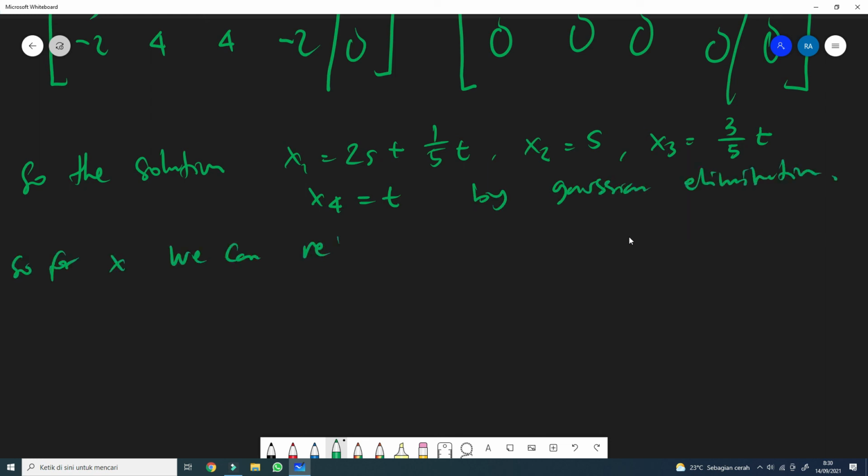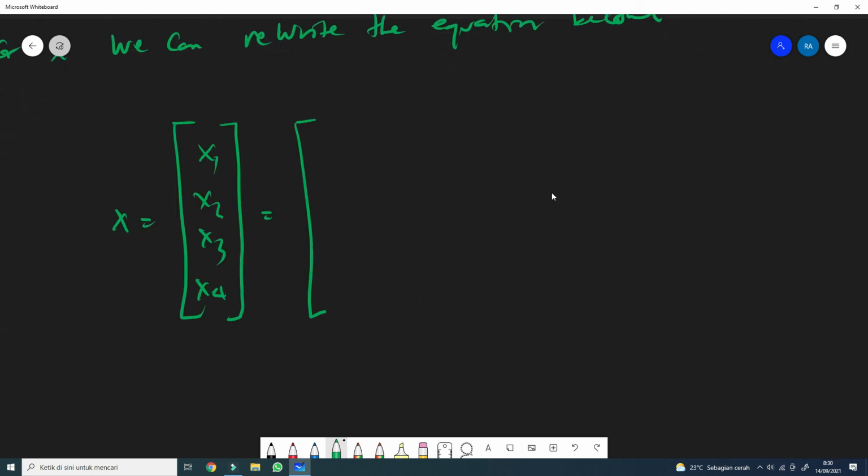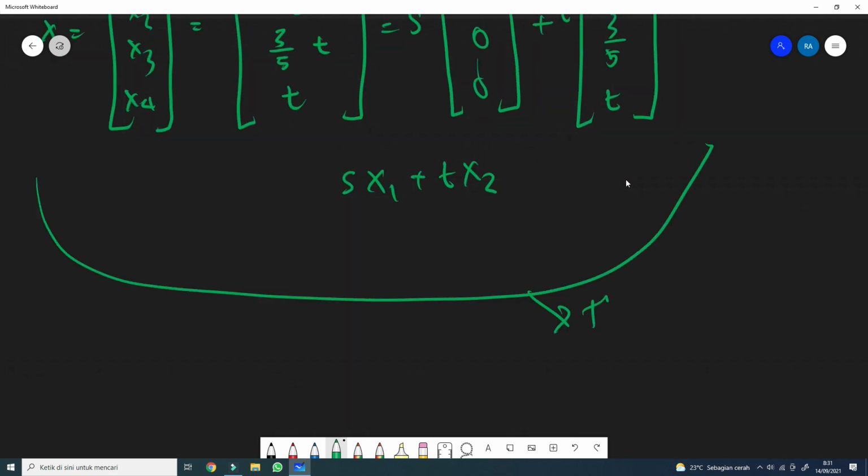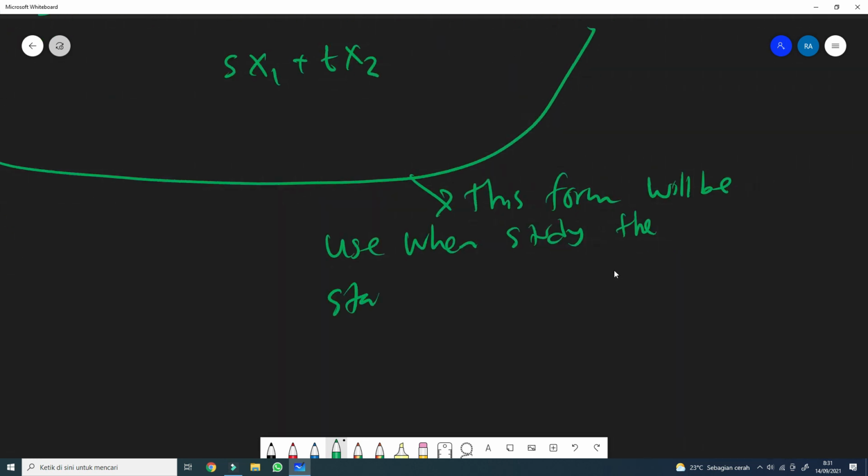So for x, we can rewrite the equation as a matrix like this, and the system can be rewritten as sx1 plus tx2. This form will be used when we study state space transformation in control systems later.